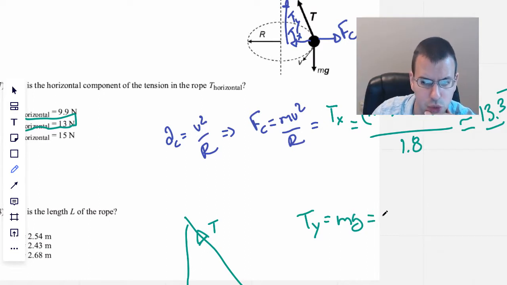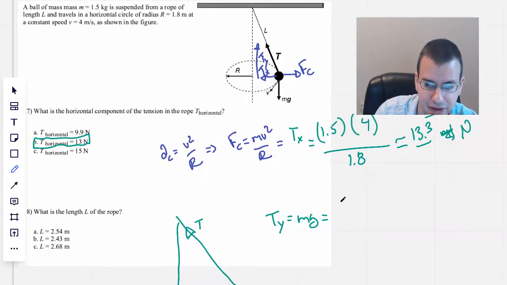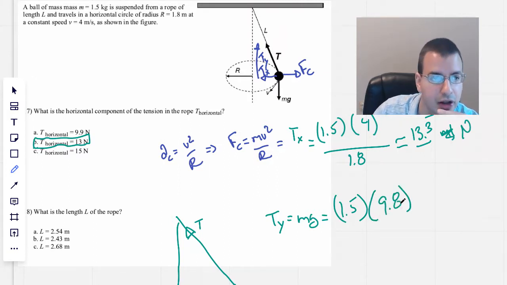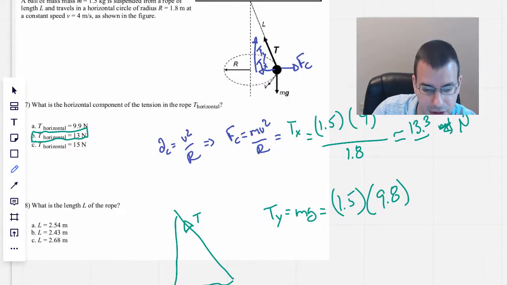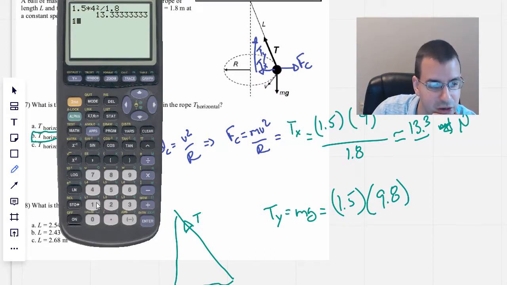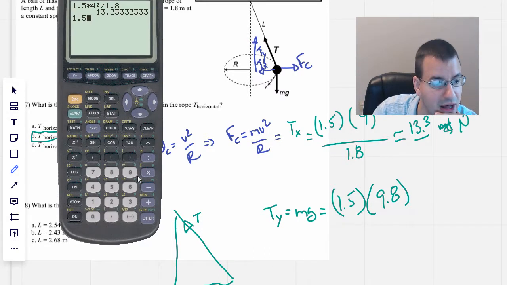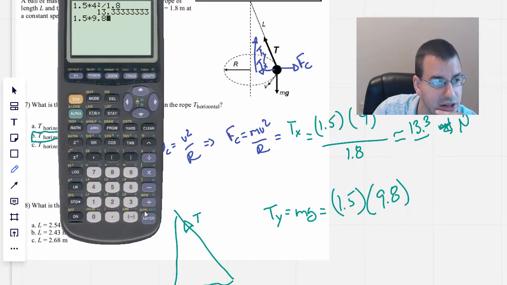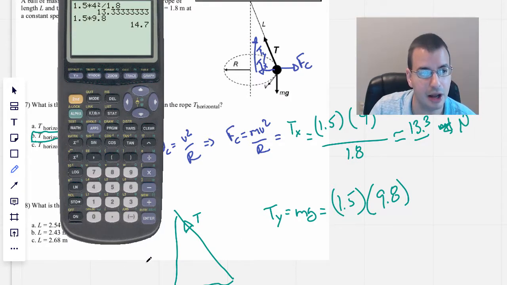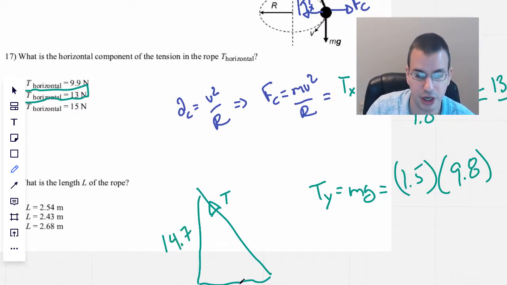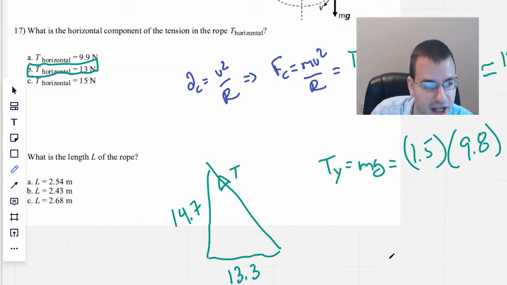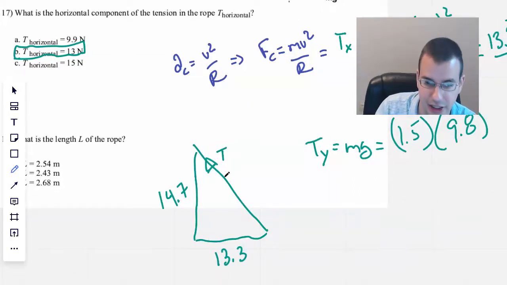So mass times gravity will be 1.5 times 9.81, and I'll go with 9.8. 1.5 kilograms, 9.8. Yep, I'm good with that. So 1.5 times 9.8, maybe 14.7. So 14.7. We can now use this to find this theta here.